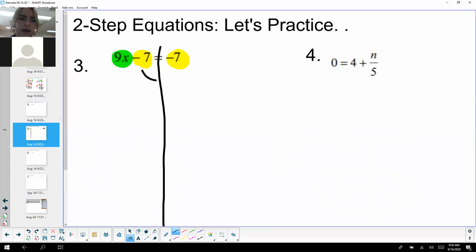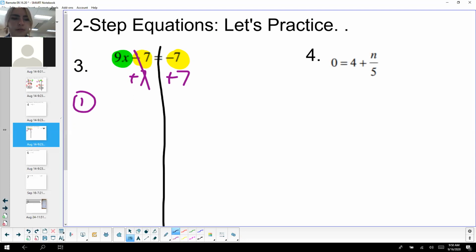So again, I want to get all of my constants on this side so I can worry about the variable term last. So step 1, I'm going to go ahead and do the opposite of -7, which is going to be +7. So I'm going to add 7 to both sides to get rid of that. I'm just moving it over to the right.